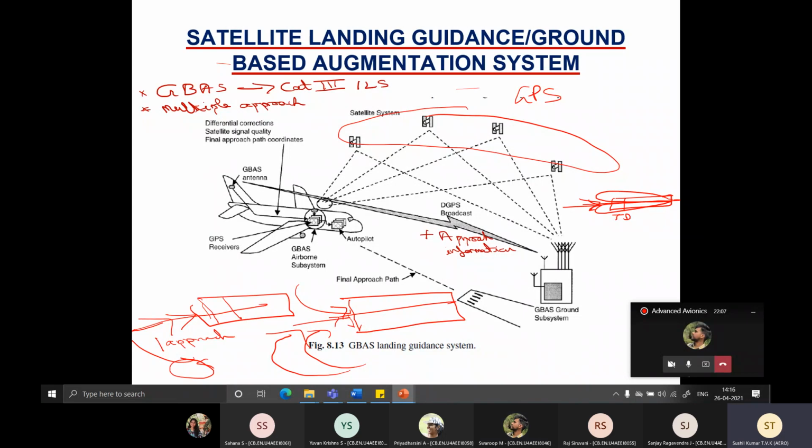Yes, sir. Because these beams are fixed beams, okay? They are not steerable beams. You can't say that the beam is like this, and next moment you change the beam and bring it here. That's what, in fact, MLS tried to do, but it was a big failure. They tried to generate multiple beams. So you don't want one approach, sorry, one beam.